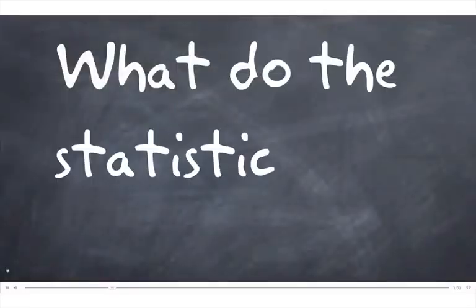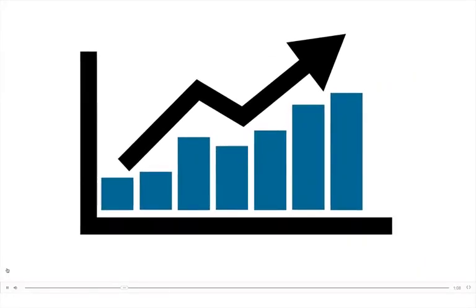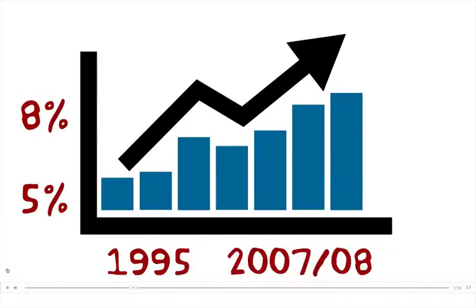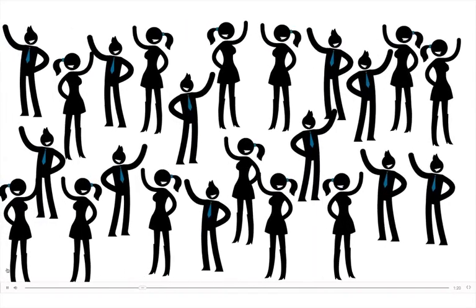Let's have a look at what the statistics tell us. According to the Australian Bureau of Statistics National Health Survey, the obesity rate for children aged 5 to 17 years increased from 5% in 1995 to 8% in 2007-2008. This is equivalent to 1/4 of Australian children, or around 600,000 obese children.